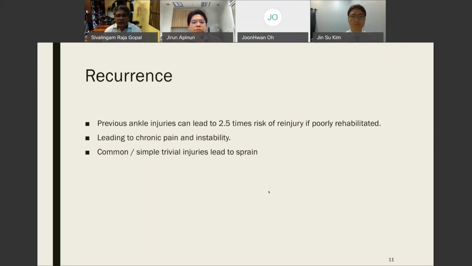Recurrence, however, I do get in at least 2.5 times the cases in general, in poorly rehabilitated patients. I have problems with compliance. A lot of patients do not wear the ankle brace when they feel better, and they tend to forget about it. This leads to chronic pain and instability. They will come in with simple, trivial injuries, and they do get a lot of recurrent ankle sprains.